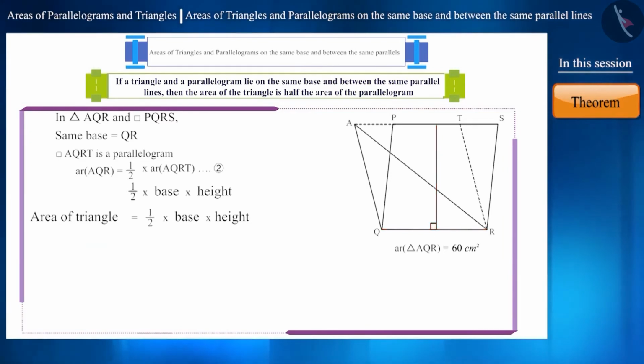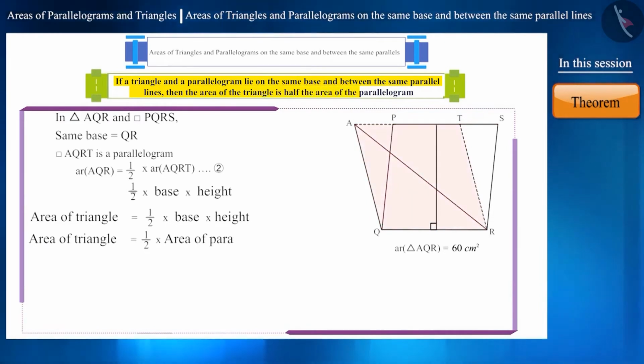And since the triangle and parallelogram lie on the same base and between the same parallel lines, their height is also equal. Therefore, by this formula also, we can say that if a triangle and a parallelogram lie on the same base and between the same parallel lines, then the area of the triangle will be half the area of the parallelogram.